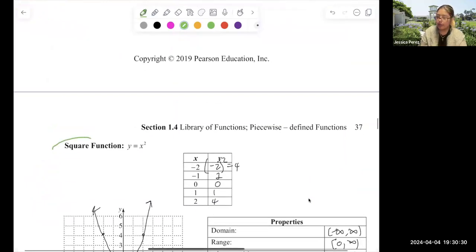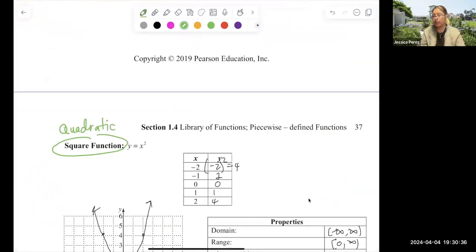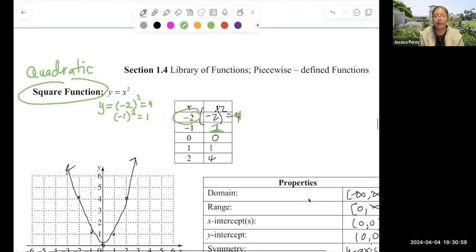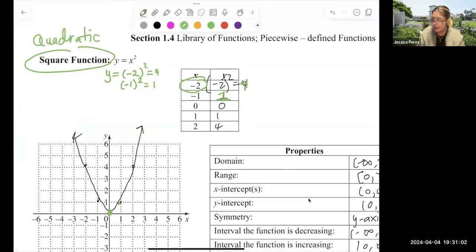This is a quadratic function, or the square function, y equals x squared. If x is negative 2, y equals negative 2 squared, that's positive 4. If I have negative 1 squared, that's 1. Substituting 0, I get 0. When x is 1, y is 1. When x is 2, y is positive 4. So how does that look? I have points at (0, 0), (1, 1), (-1, 1), (2, 4), (-2, 4). So my graph of x squared looks like this.